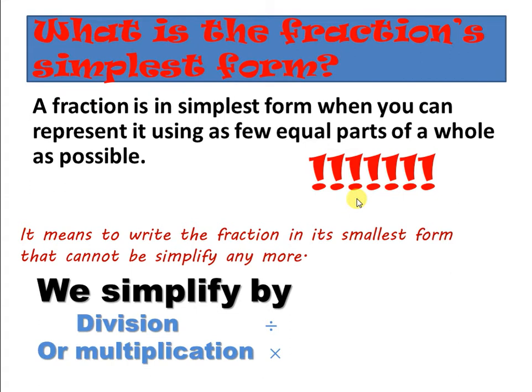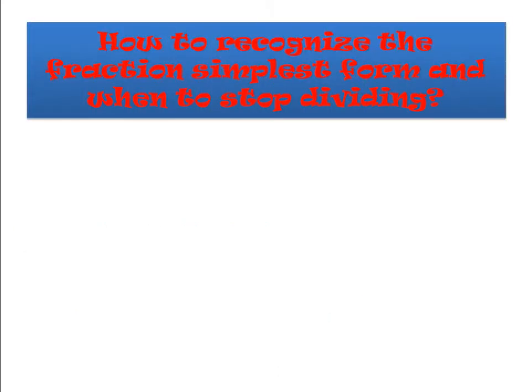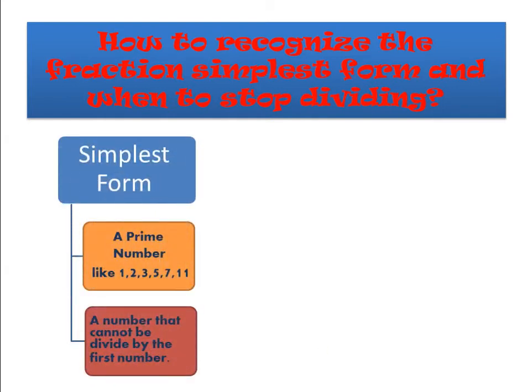How can I do that? By division or by multiplication? Of course, if you need the number to get smaller, you have to divide it instead of multiplying it. How do you recognize the fraction's simplest form and when to stop dividing? In some cases, you need a fraction in its simplest form, and you don't need to simplify it anymore. However, in other cases, you will have a fraction which isn't in its simplest form, and you need to simplify it to get the simplest form of it.